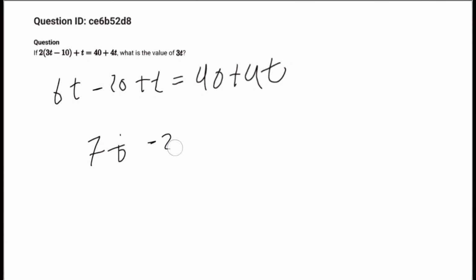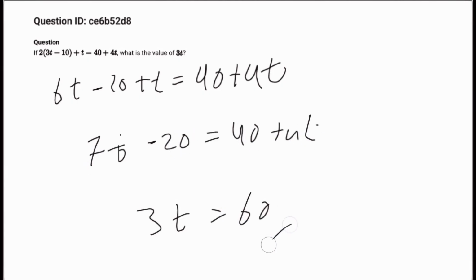2 times 3t minus 10 plus t equals 40 plus 40. What is the value of 3t? It is 6t minus 20 plus t equals 40, 7t minus 20 equals 40, t equals 60. So the answer is 60.